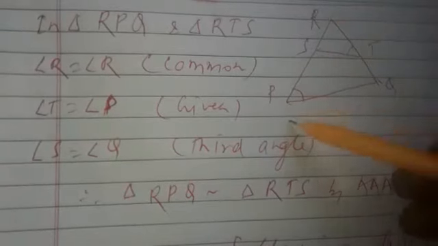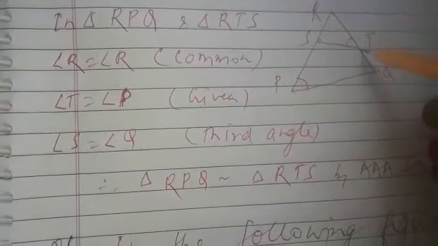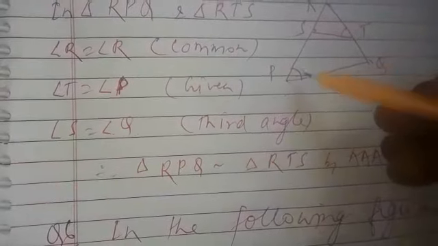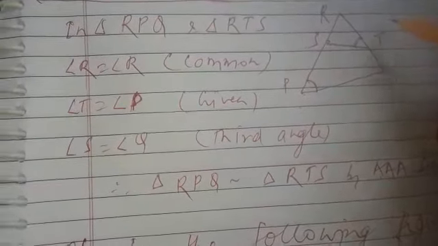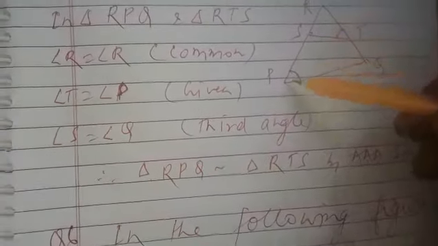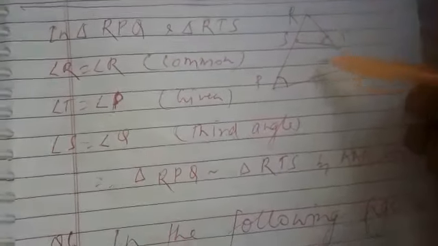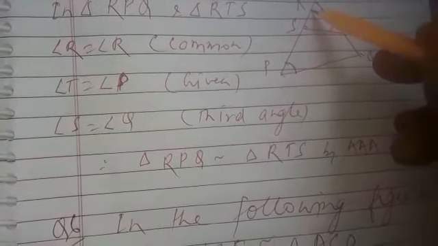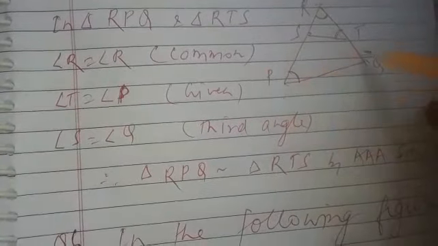In triangle PQR, S is the point on PR and T is the point on RQ, such that angle P is equal to angle T. And we have to prove that triangle RPQ is similar to triangle RTS. Now how can we prove it? We will show that angle R is a common angle in both triangle RTS and triangle RPQ.